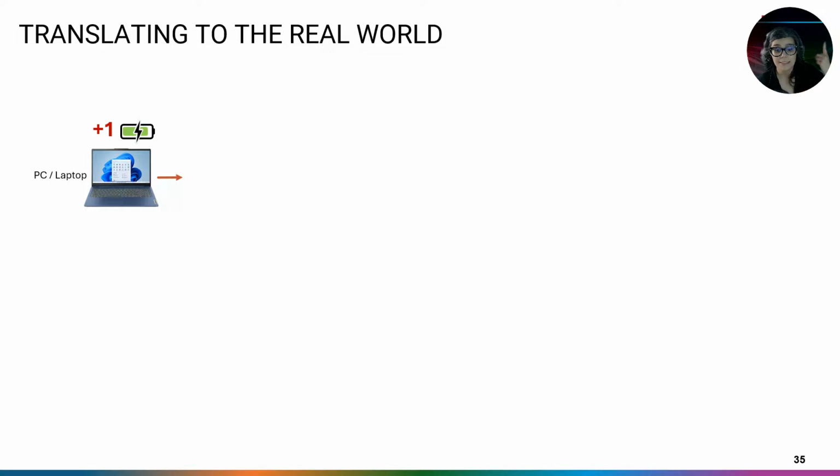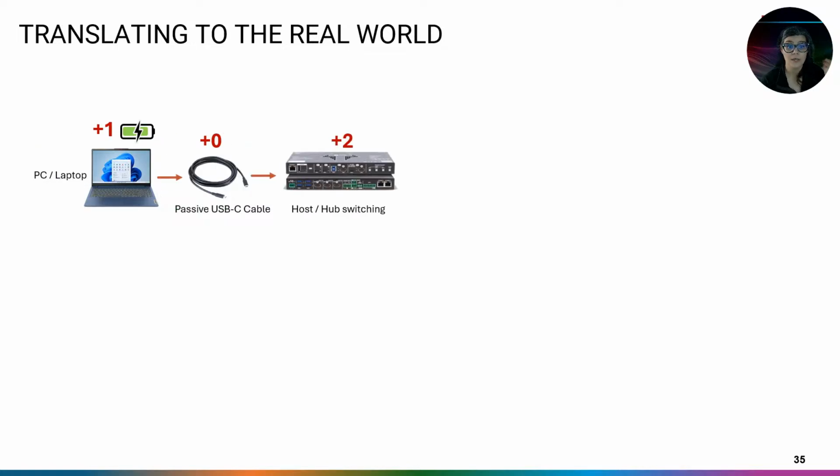So our PC is going to take up 1 hop. Our passive USB cable is not going to take up a hop. Our USB host hub switching is going to take up 2 hops, because in this case we are using a Taurus, and all of our Tauruses are going to take up a total of 2 hops, even if that's a transmitter and receiver, total of 2 hops.